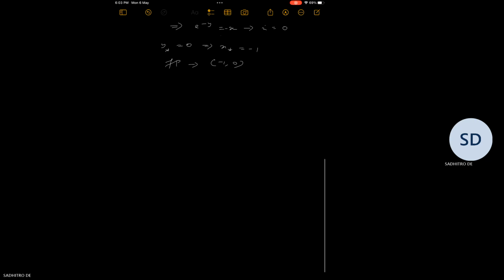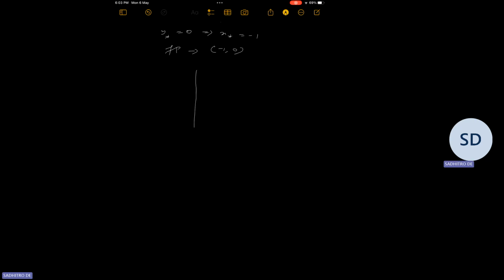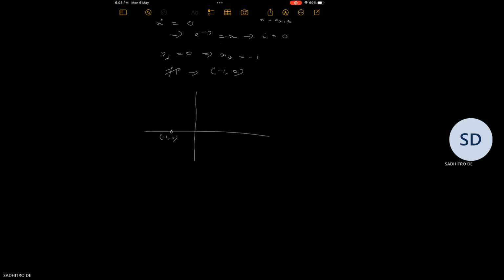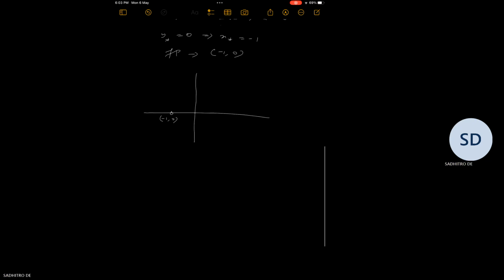So now let us take a look at what the phase portrait would look like. The fixed point is at minus 1 comma 0. We still do not know whether it's a stable or an unstable fixed point. Now let us see what happens as time goes to infinity.